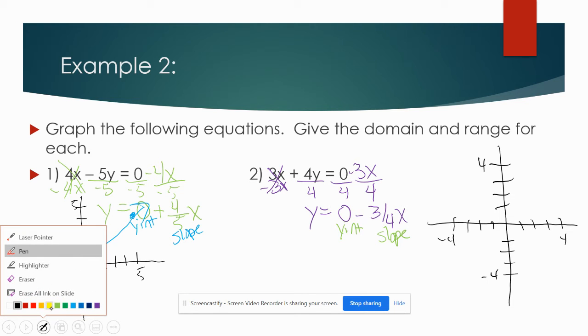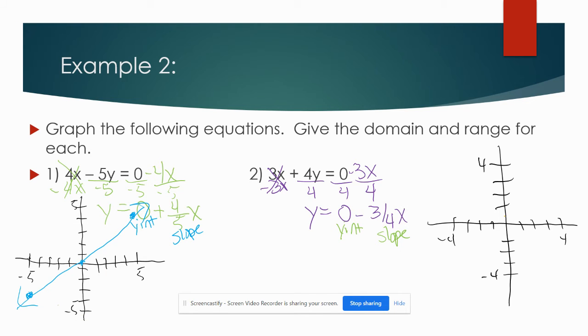Plotting our graph. We start at our y-intercept 0, 0, and the slope is negative 3/4. So we go down 3, right 4, or up 3, left 4. Connect those dots, and we have our graph.